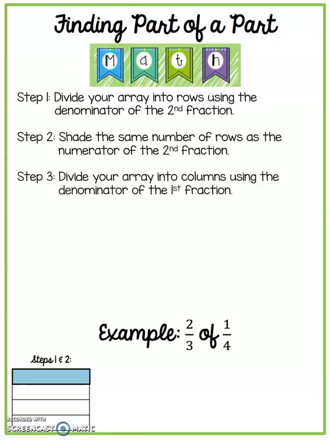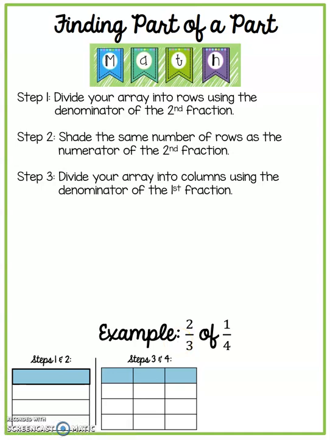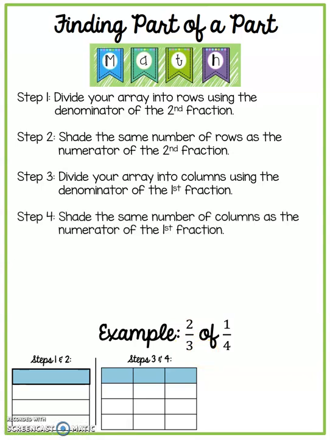Next, I need to model my first factor, the 2/3. So to do that, I'll start by dividing that same array into columns. And this time I'll use the denominator of the first fraction. So in other words, now my model will look like this. I still have the 4 rows going side to side, but I also have the 3 columns going up and down. This is overlapping that 2/3 on top of the 1/4. To show that I'm talking about 2 of these pieces, because the numerator tells me I have 2 out of 3 pieces, I need to shade in the same number of columns as the numerator. So in other words, I'll shade in 2 columns.